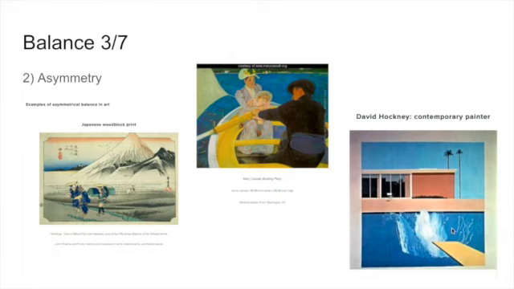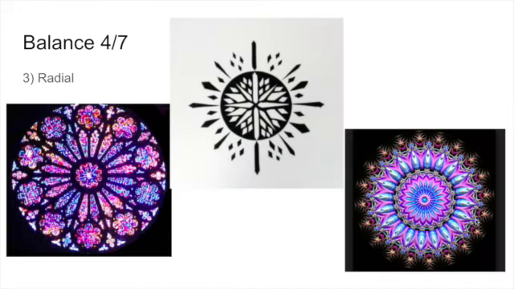And then somebody a little closer to our time is David Hockney. He was painting in the 50s. He has asymmetry here. He's got a lot of smaller details in part of his artwork, and then just some big, bold areas of color in the other part. So that balances it out.